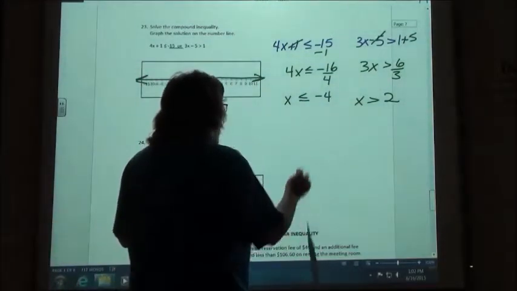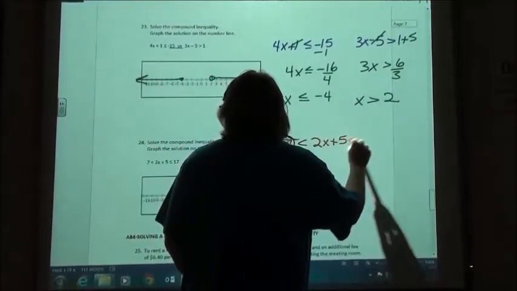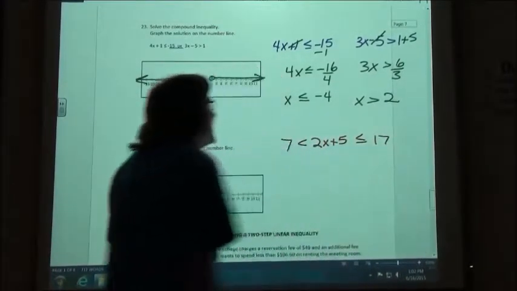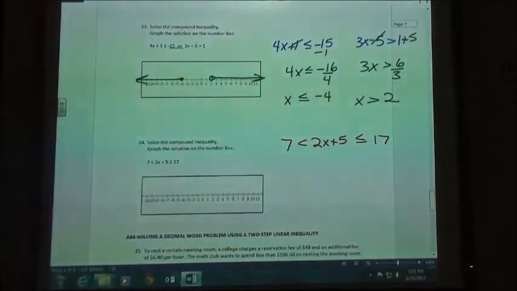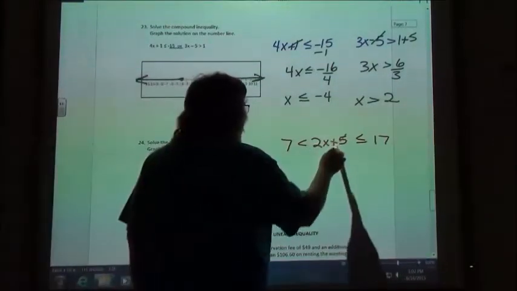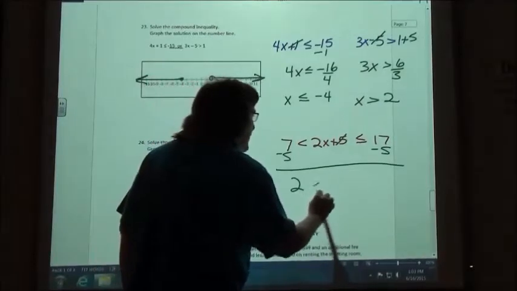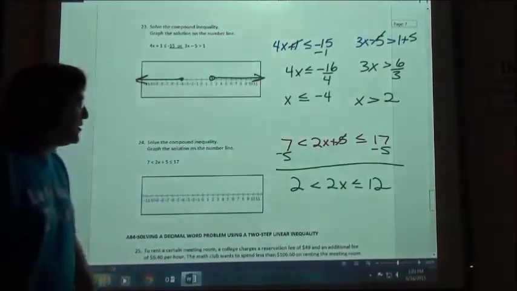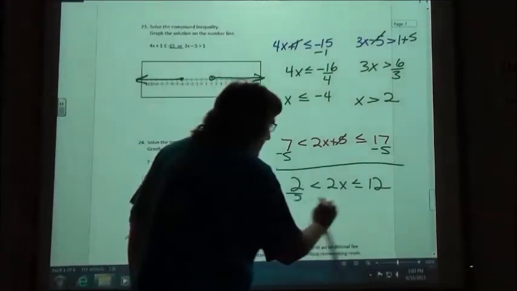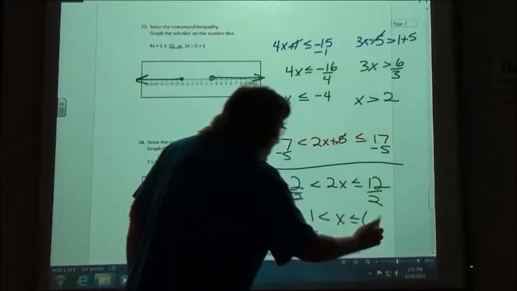So on 24, we have 7 is less than 2x plus 5, which is less than or equal to 17. If I want to solve that one, what would I do? Minus my 5 first, so I would get 2 is less than 2x, which is less than or equal to 12, and then I'm going to divide by 2. So 1 is less than x, which is less than or equal to 6.